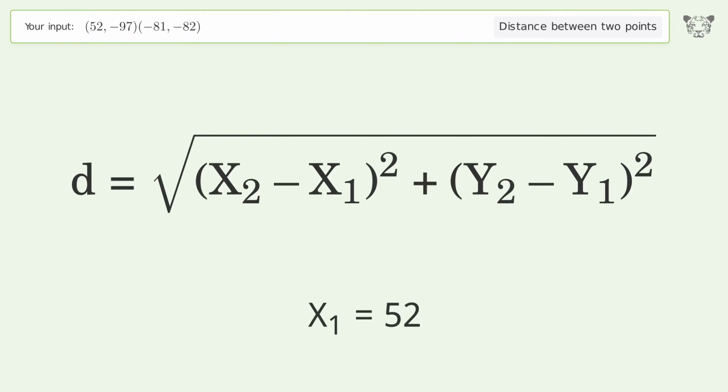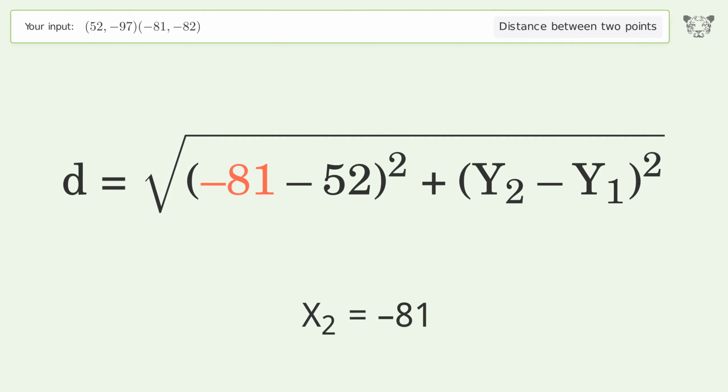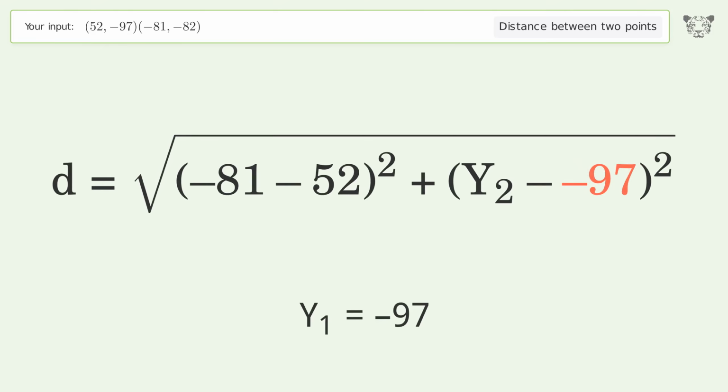x1 equals 52. x2 equals -81. y1 equals -97. y2 equals -82.